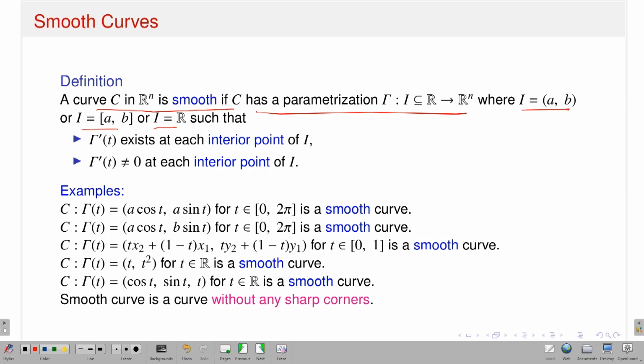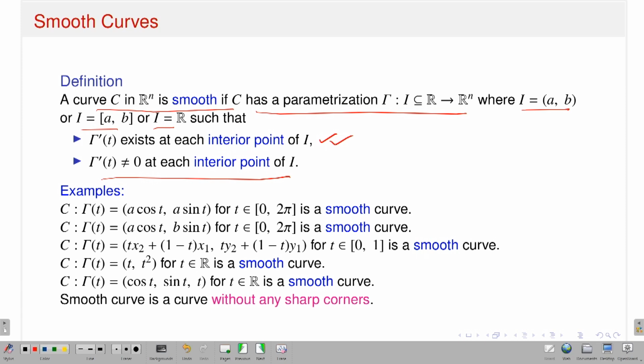What are the conditions I am imposing? I am saying that gamma prime T exists at each interior point. That means if I take any point T from the interior, except the boundary points, the derivative should exist. Not only that, the derivative should be non-zero at the point. If these things happen, then I will say that my curve C is a smooth curve.